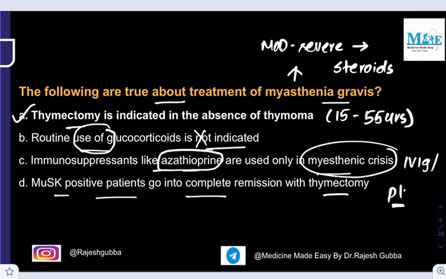Now, MuSK positive patients go into complete remission with thymectomy. So first of all, you need to understand that in MuSK positive myasthenia gravis, thymectomy should not be done.